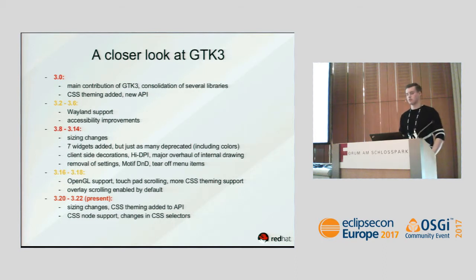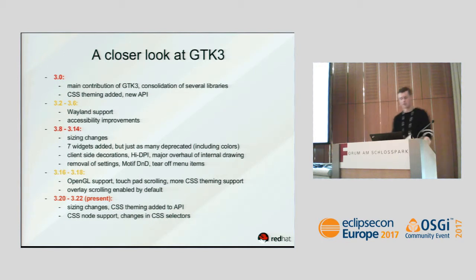3.2 to 3.6 was mostly okay. I mean, they added Wayland support and they brought ATK out of GTK as a module and sent it as a separate library. So there are some changes there. I'm actually working on accessibility right now because the GTK implementation of accessibility in SWT has been a little bit neglected since GTK2. It doesn't work at all.